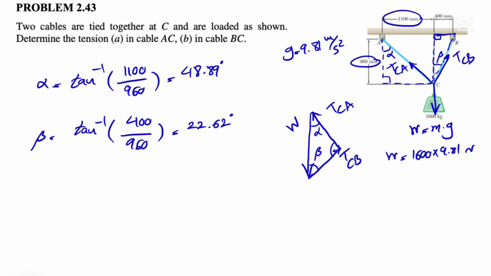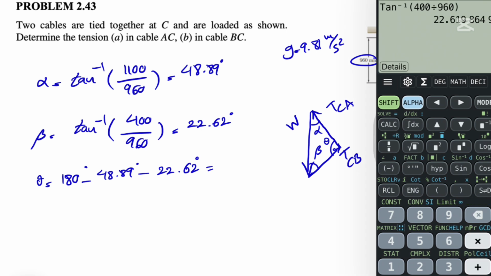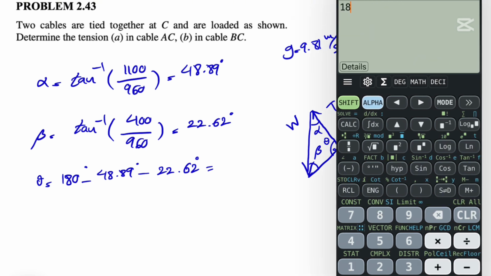Now that we have these two angles, to find the last one in the triangle we can call it theta. Theta would be 180 minus alpha minus beta, because alpha plus beta plus theta is the sum of all the angles in a triangle, which is 180. Let's see what we get for that. 180 minus 48.89 minus 22.62. That's going to be 108.49.